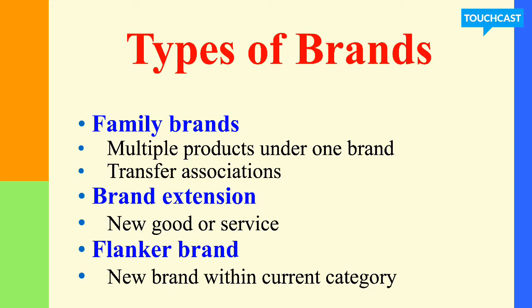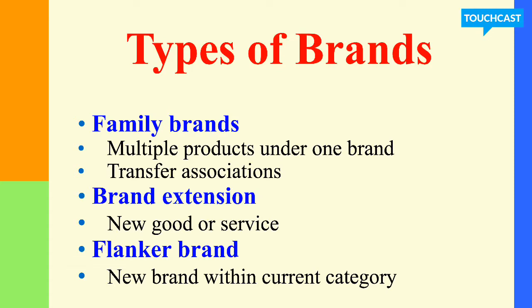Let's take a look now at some of the brands you would see in any industry. You have family brands, brand extensions, and flanker brands. Family brands are multiple products under one brand name. So for example, you will have one company, but they're selling 4 or 5 different types of detergent. Transfer association sometimes would be something that you would have to be familiar with in terms of family brands, because you want to make sure that all of the brands that you're selling are distinct in their competitive advantage or in their selling point to the consumer.